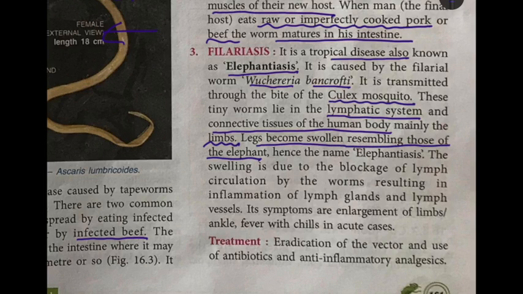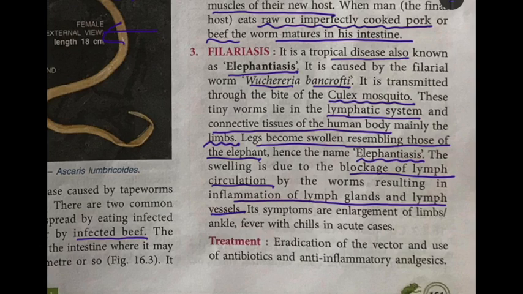That is, it becomes swollen so badly as to look as big as an elephant's. So that is why it is known as elephantitis. Okay. So this swelling is due to the blockage of the lymph circulation, that is the liquid part of blood which flows in the lymphatic system. So that is blocked by the worms, resulting in the inflammation of the lymph glands and lymph vessels. And so the entire leg becomes swollen up and it looks as big as an elephant's limbs.